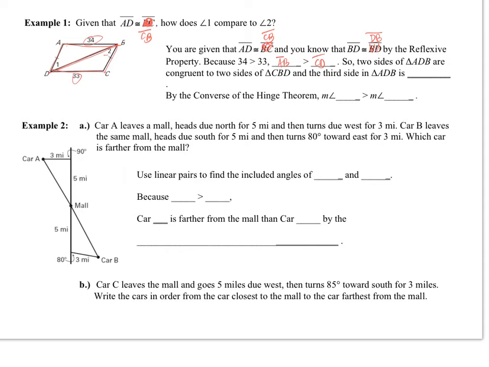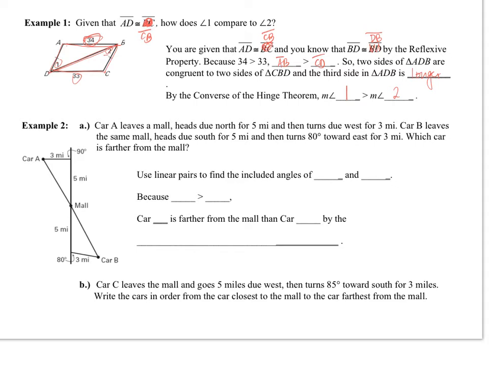So two sides of triangle ADB are congruent to two sides of triangle CBD, and the third side of triangle ADB, which is this one, is longer. So by the converse of the hinge theorem, we can conclude that measure angle 1 is greater than measure angle 2.